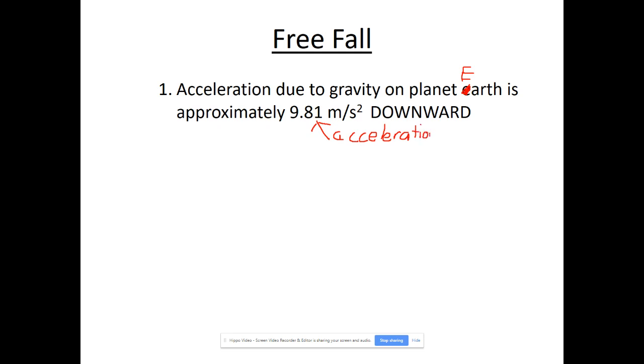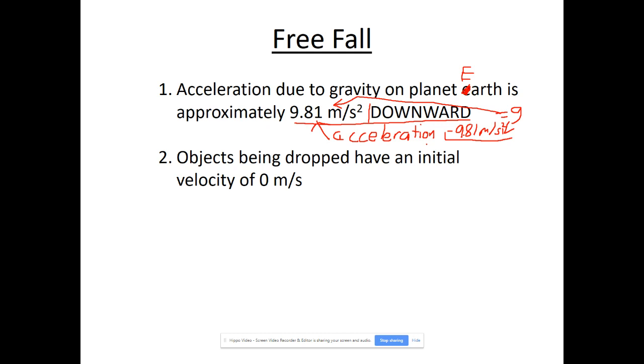Another way you can write this is negative 9.81 meters per second squared. So 9.81 meters per second squared downward and negative 9.81 meters per second squared are the same thing. Those are two different ways to write the same thing. This is also known as g for gravity. More often than not in a math problem, you're going to use the one with a negative, because it's kind of hard to keep track of the word downward in the middle of an algebra problem.